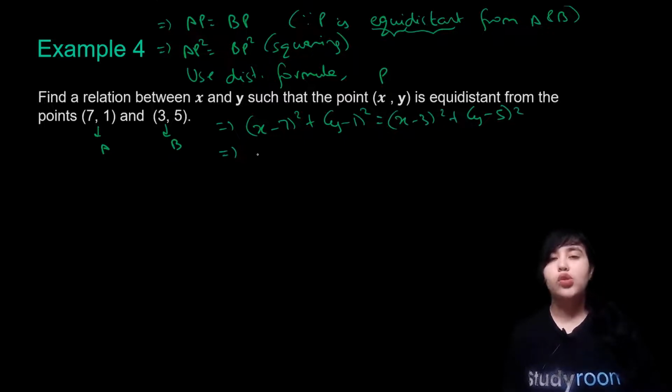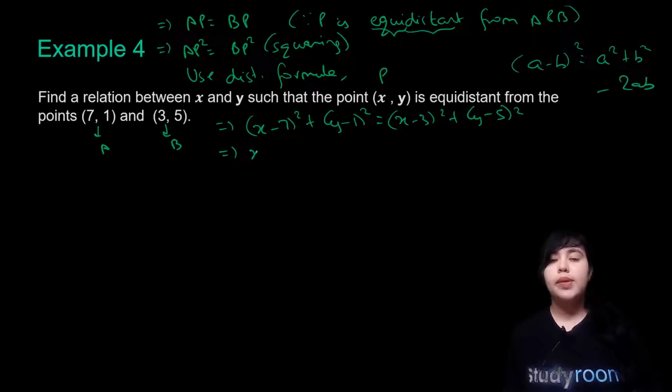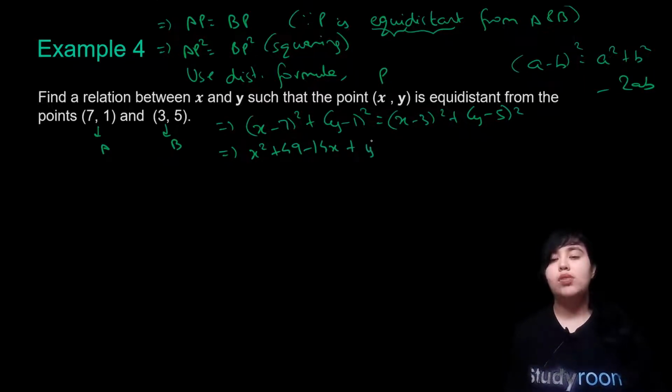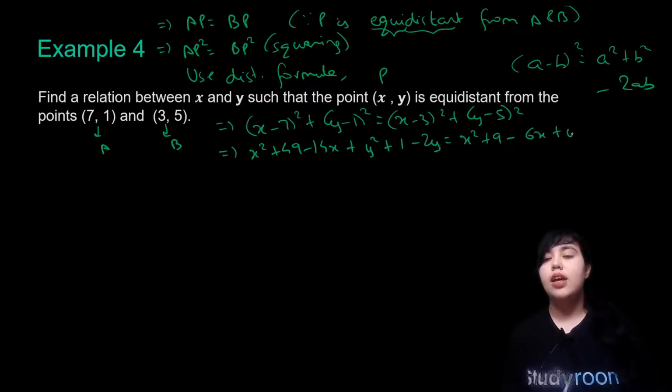Then you need to open the brackets. Okay, make use of the formula a minus b whole square. What is that? a square plus b square minus 2ab. So this will become x square plus 49 minus 14x plus y square plus 1 minus 2y is equal to x square plus 9 minus 6x plus y square plus 25 minus 10y. I have done nothing but made use of this formula.